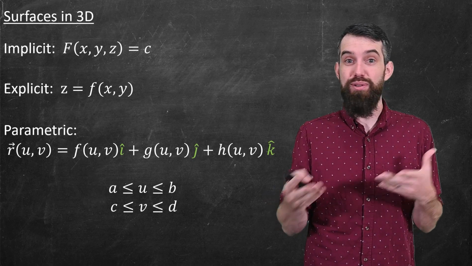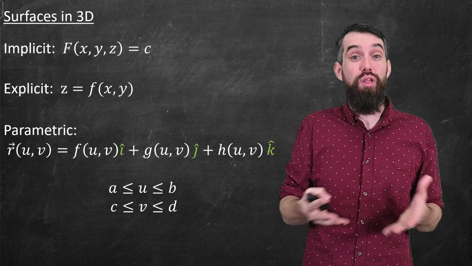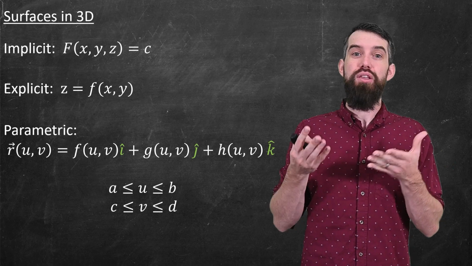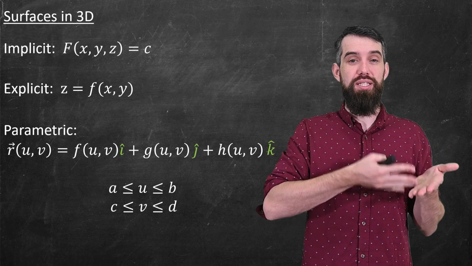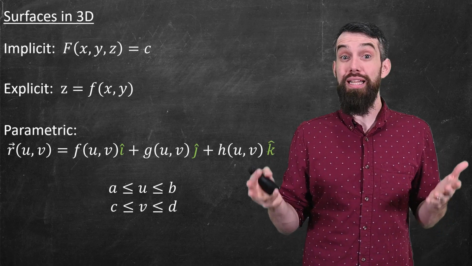And then just the same as we've seen before, I have to say, well, what are the limits of my u and my v? So u is going to generically go between an a and a b, and v is generically going to go between a c and a d. Okay, so let's see an example.